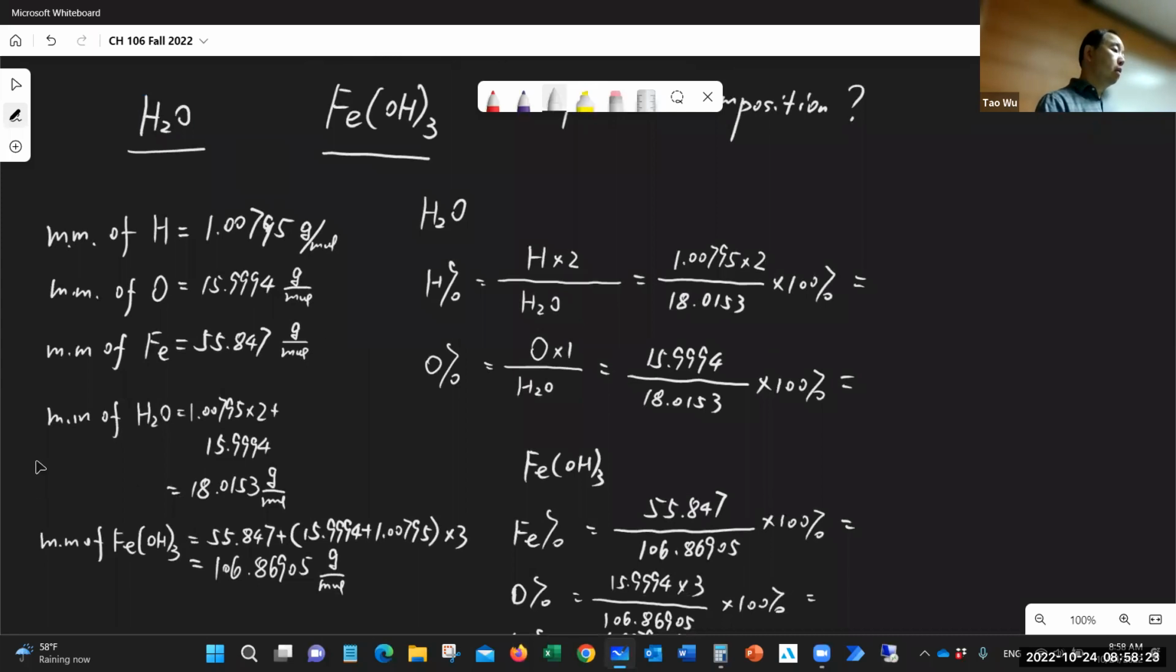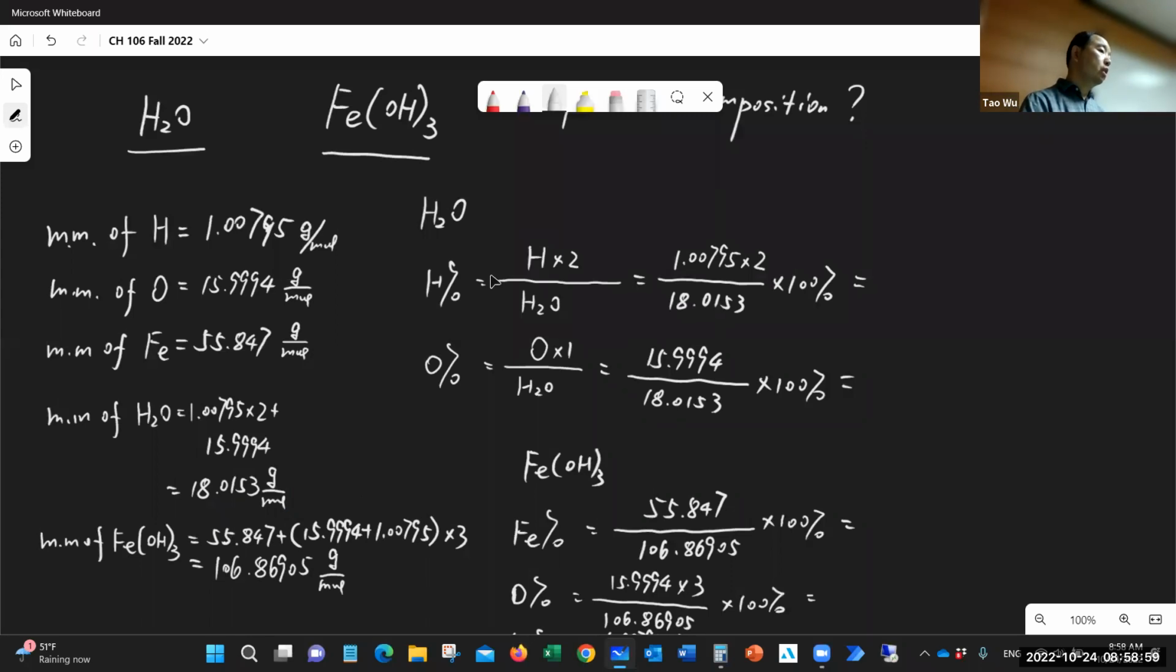Here we already figured out that for water, since we have 2 hydrogen and 1 oxygen, the molar mass is 18.0153 grams per mole. The molar mass of iron(III) hydroxide is 106.86905 grams per mole. Your number may be a little different because of the periodic table you use, so the molar mass is slightly different. That's totally fine, but the major result should be close.